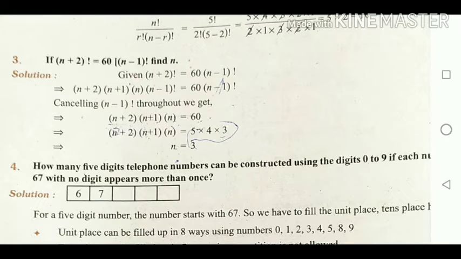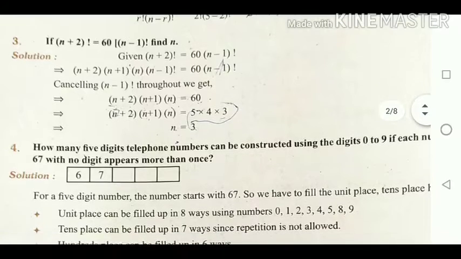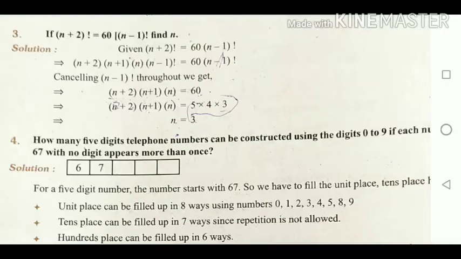Then third one: if n plus 2 factorial equal to 60 into n minus 1 factorial, find n. So n plus 2 factorial becomes n plus 2 into n plus 1 into n into n minus 1 factorial, because here the smallest factorial is n minus 1 factorial. Therefore, we are changing n plus 2 factorial in terms of n minus 1 factorial. For example, if it is 6 factorial and the smallest term is 2 factorial, we write it like 6 into 5 into 4 into 3 into 2 factorial, because the smallest factorial is 2.